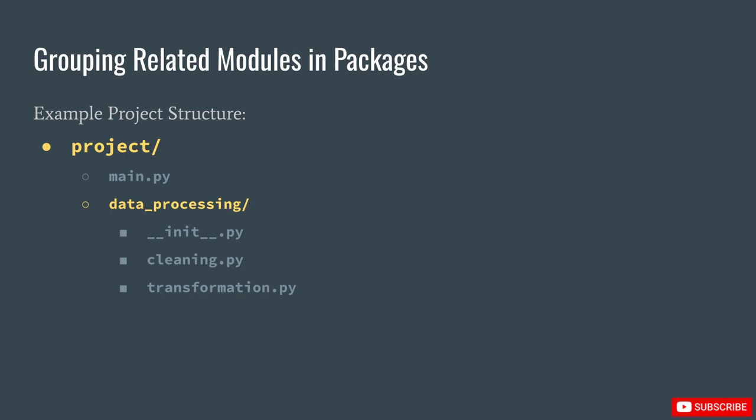In this example, you have a project folder with a main file, which handles the core logic. Inside the data processing folder, you have an init file to mark it as a package, along with 2 modules, cleaning and transformation, which handles specific tasks related to data processing. Of course, in a real project we would have other modules as well, but I omitted that for simplicity.